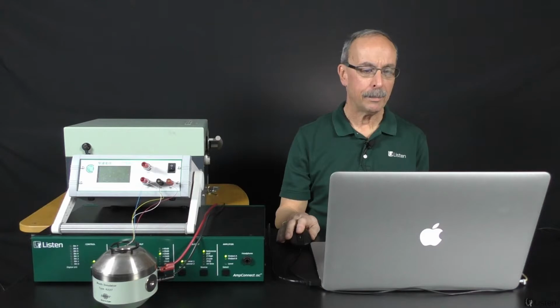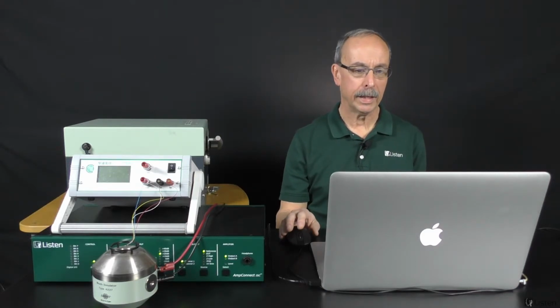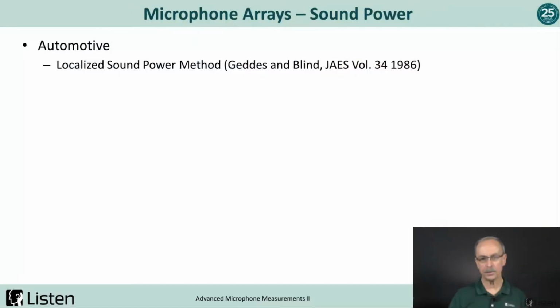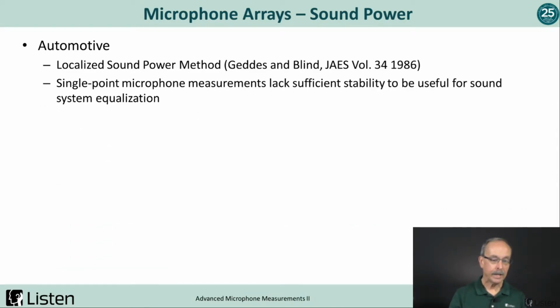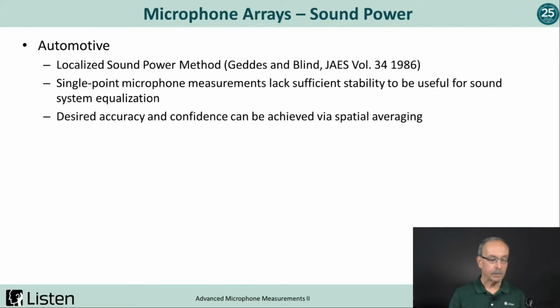And there's an automotive application I want to talk a little bit about. And this comes from a paper that was written by Geddes and Blind back in the mid-1980s. And the paper's called Localized Sound Power Method. And in it, the authors propose that a single point microphone measurement lacks sufficient stability to be useful for sound system equalization.